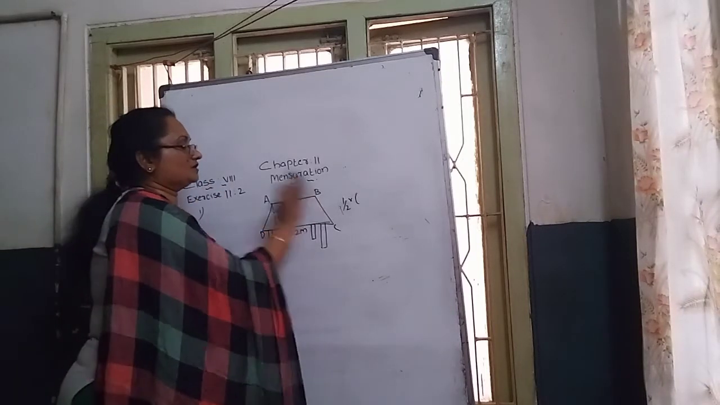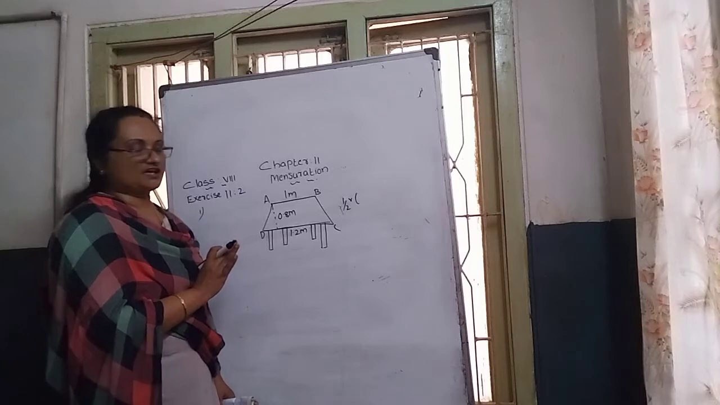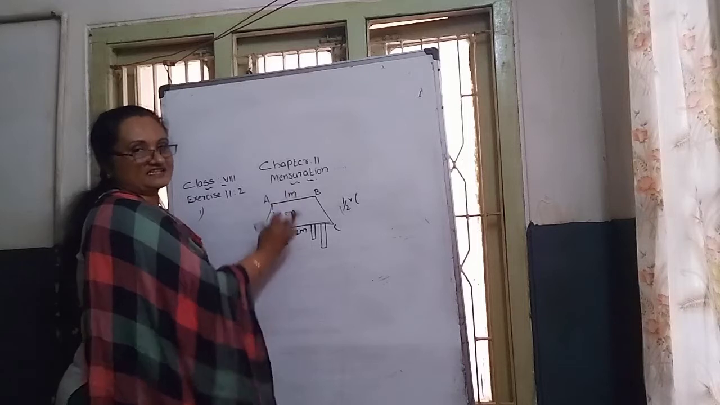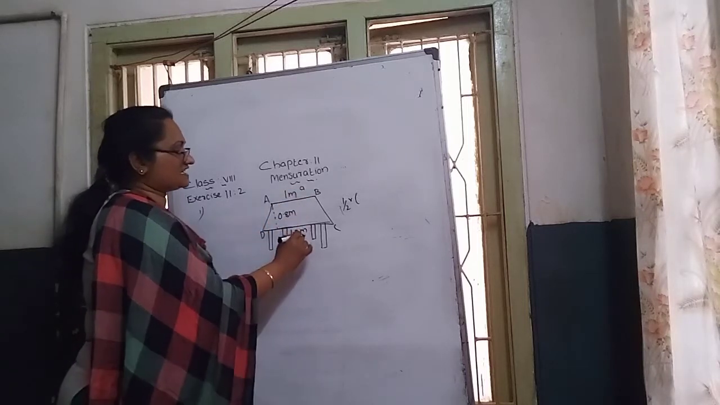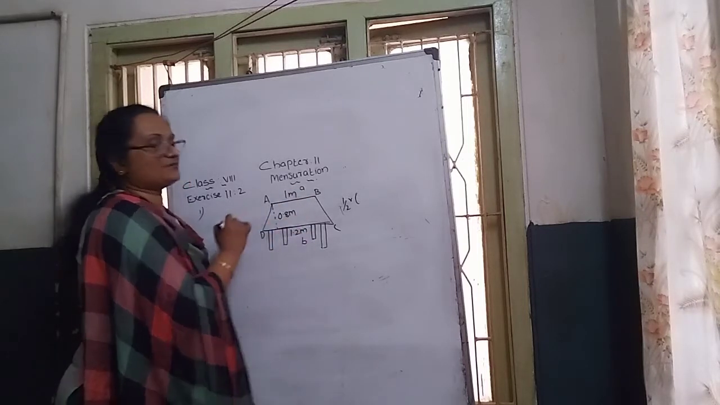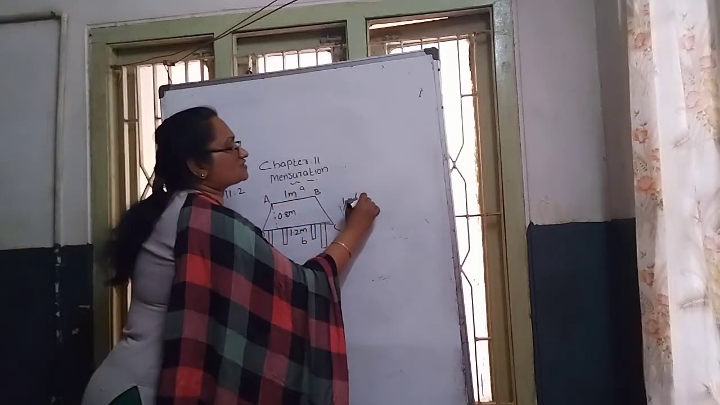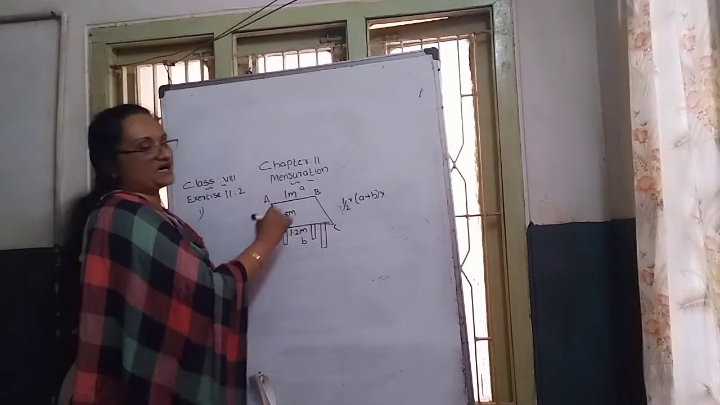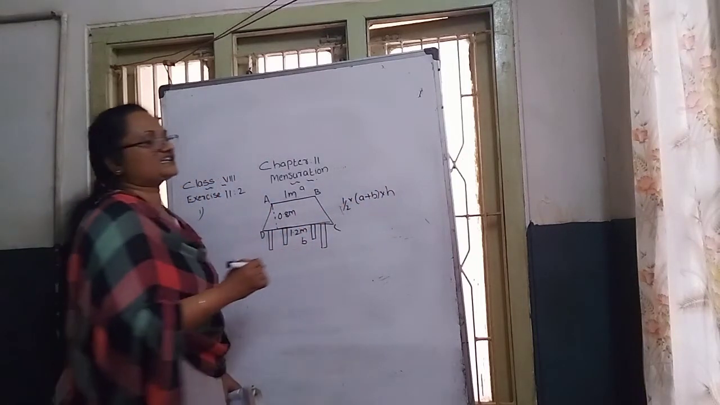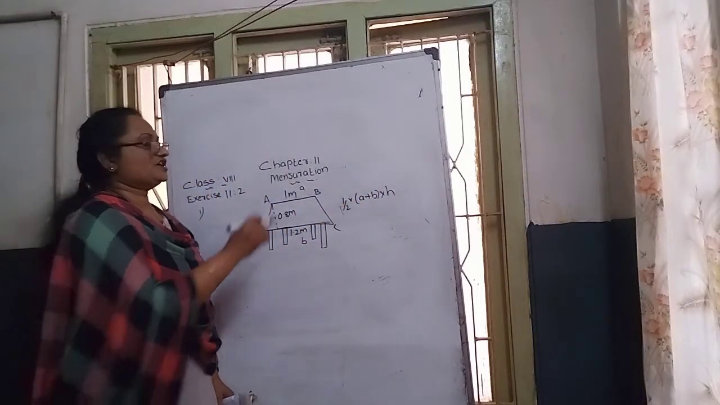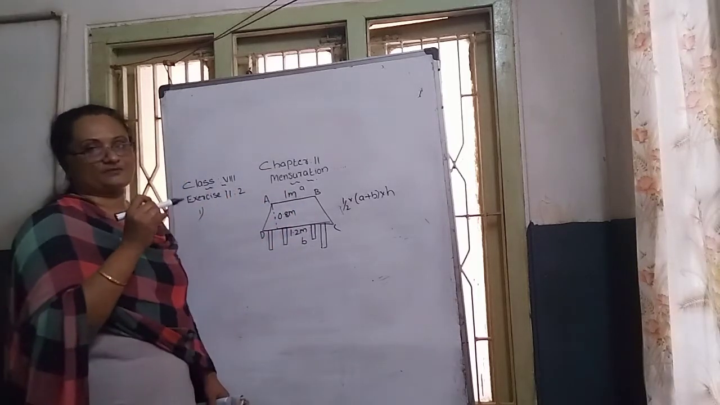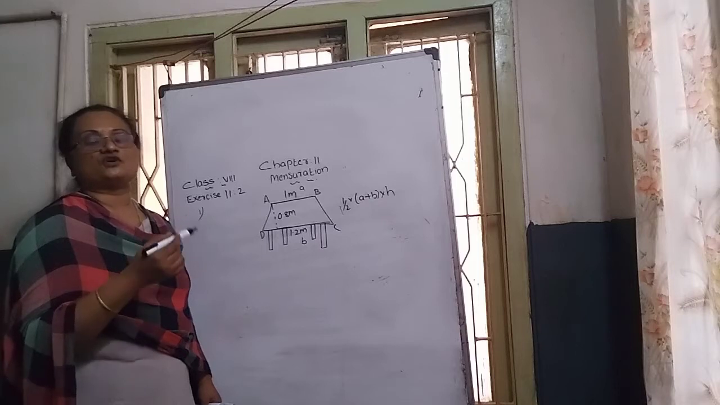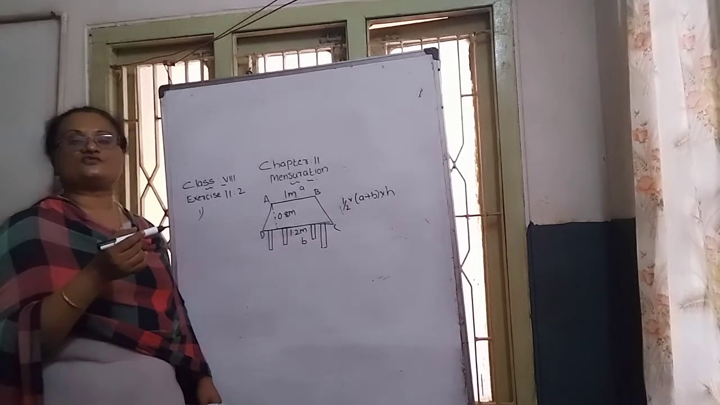Then to find the area of a trapezium, the formula is half into the sum of these two sides. Name this side A and this side DC as B; the sum of the two sides, A plus B, into the distance between the two parallel lines. For distance we use the letter H. So the formula for the area of a trapezium is half into (A plus B) into H.